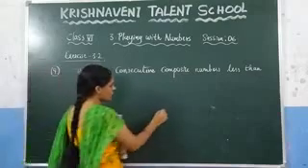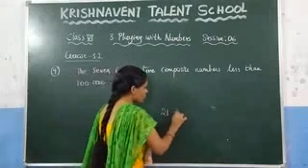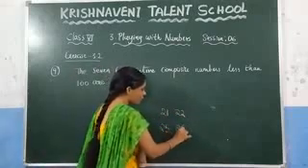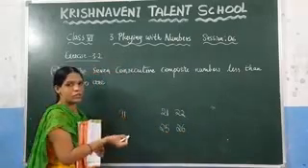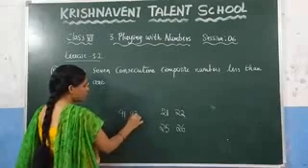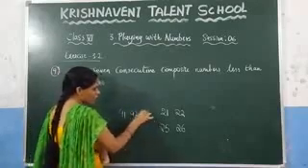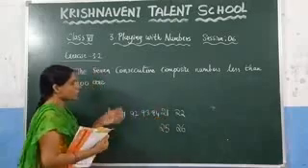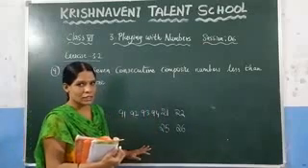If you consider 21, what is the consecutive number of 21? Which is 22. If you consider 25, the consecutive number is 26. If you consider 91, the consecutive number is 92. And the consecutive number of 92 is 93. The consecutive number of 93 is 94. That means the next number we call the consecutive number.